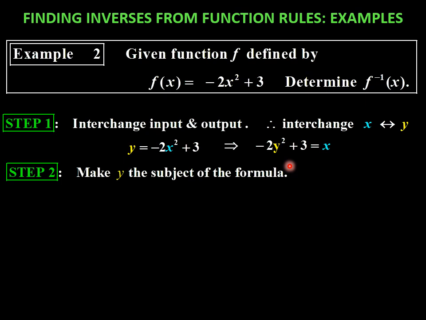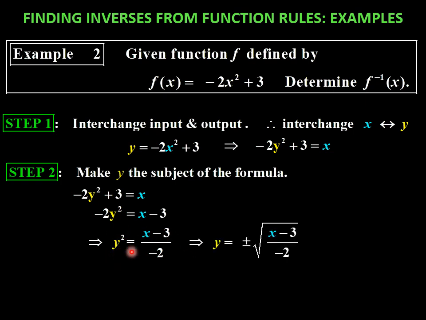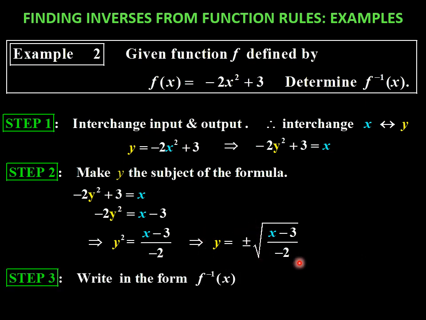Now we must make y the subject. In other words, we need to take negative 2y squared. So instead of adding 3, what do we do? The inverse, you subtract the 3. Instead of multiplying by negative 2, we divide by negative 2. Instead of squaring, we find the square root, and remember, it's plus or minus the square root. So there I've got the inverse relationship. And you can see this inverse relationship gives me two outputs. Therefore, this would not be a function.